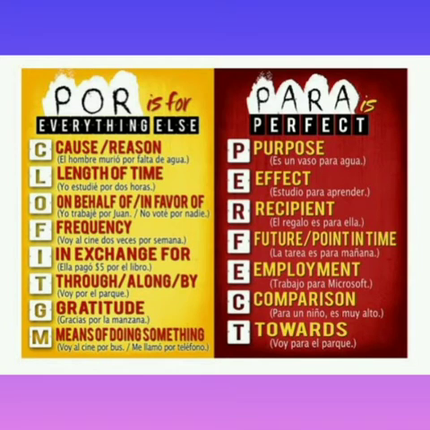CLOFIT GM is used with por and PERFECT is used with para. Now let's get into what each letter in the mnemonics represent. Cause and reason. The C in CLOFIT GM represents cause and reason. For example, el hombre murió por falta de agua. The man died for lack of water.